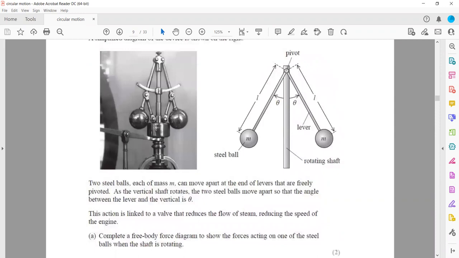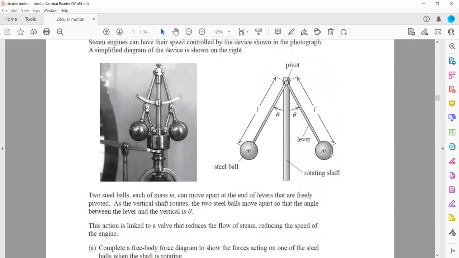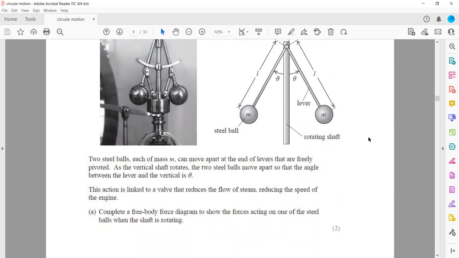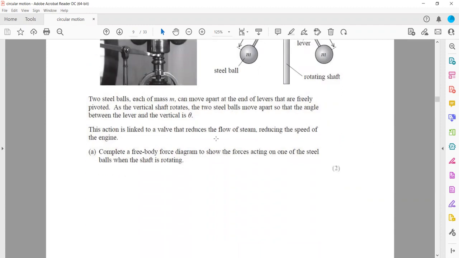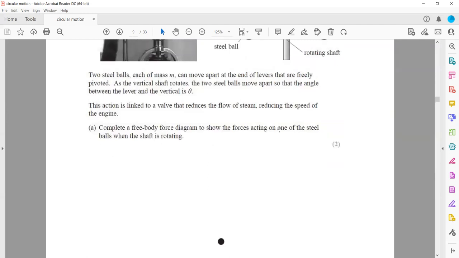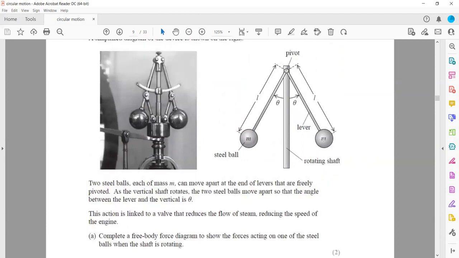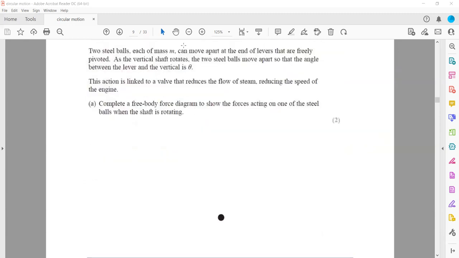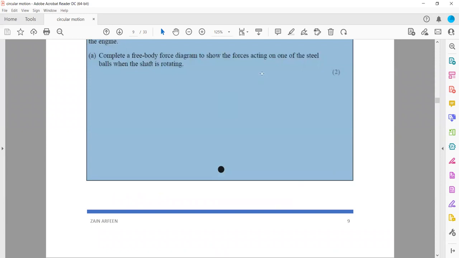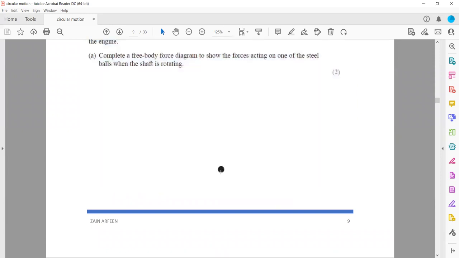So basically, what happens is when the shaft rotates, the masses move away and it changes the speed at which the steam is leaving the engine. Complete a free body force diagram to show the forces acting on one of the steel balls. So for one of the steel balls, the weight is acting downward, and whenever an object is pivoted, there will be a tension in the string, or a force acting. A free body force diagram represents the forces which are acting on the object. So there will be a weight, and the tension.